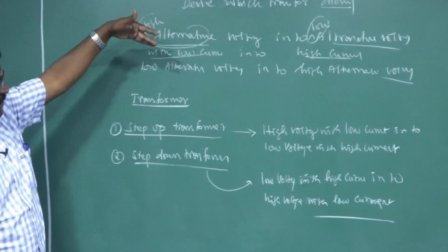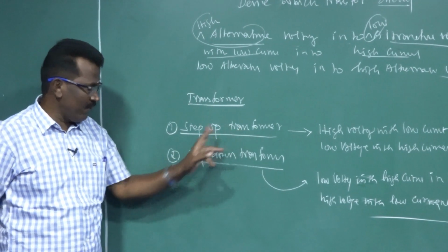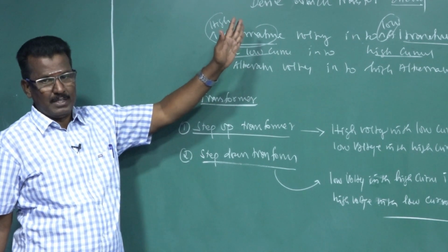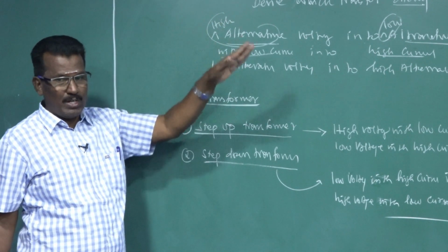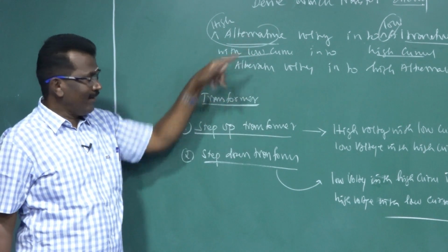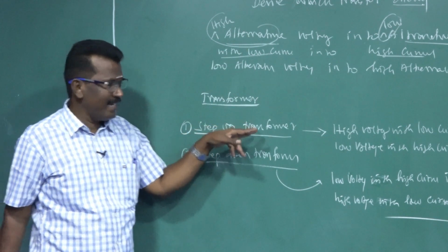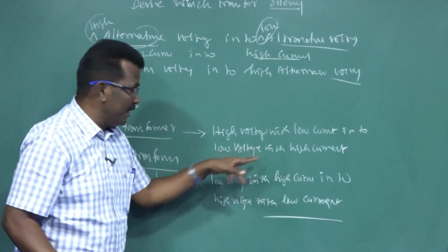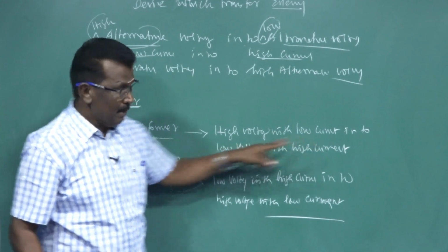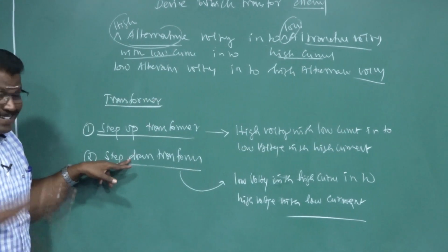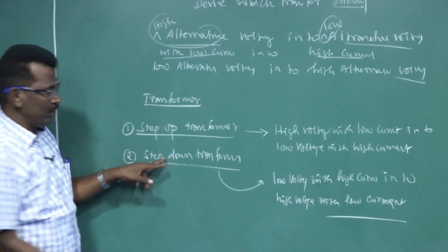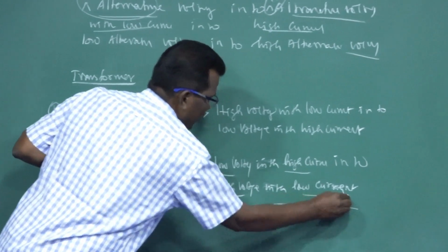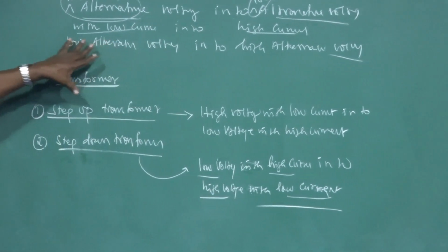So the transformer can be classified into two categories: the step-up transformer and the step-down transformer. Generally, a transformer converts electrical energy, high voltage into low voltage or low voltage into high voltage. The classification of transformer: the step-up transformer, the step-down transformer, which reduces the voltage. Low voltage with high current into high voltage with low current. So these are the two classifications of the transformer.